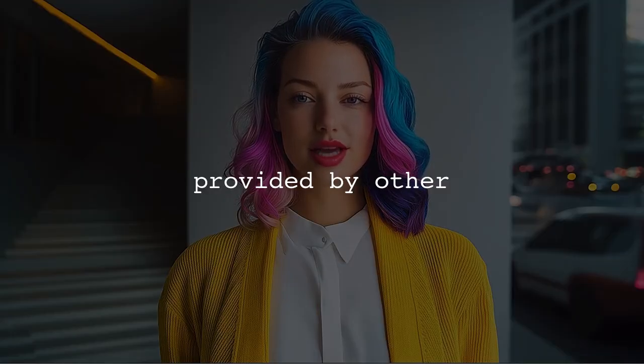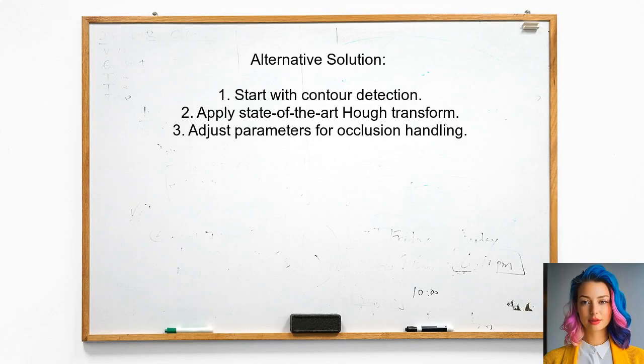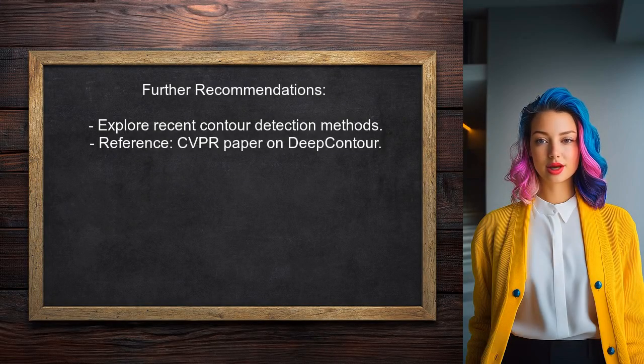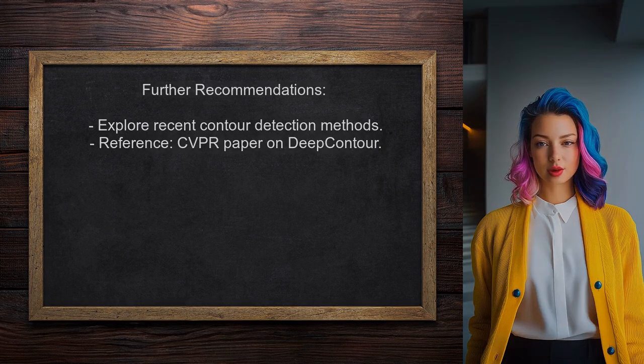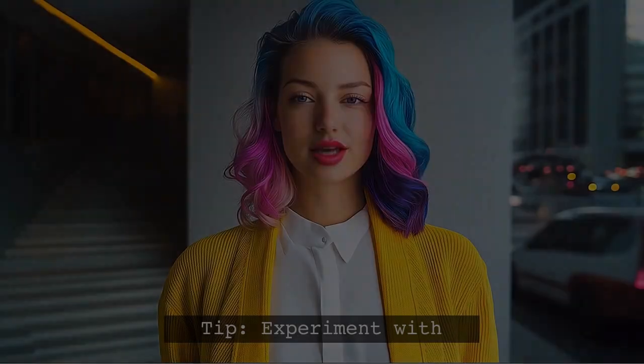Now let's look at the answers provided by other users. An alternative approach suggests starting with contour detection, followed by applying a state-of-the-art Hough transform to detect rectangles. This method addresses the issue of occlusion by adjusting parameters to be more forgiving of missing edge pixels. Additionally, the user recommends checking recent contour detection methods, such as those discussed in a CVPR paper, to enhance the detection process.